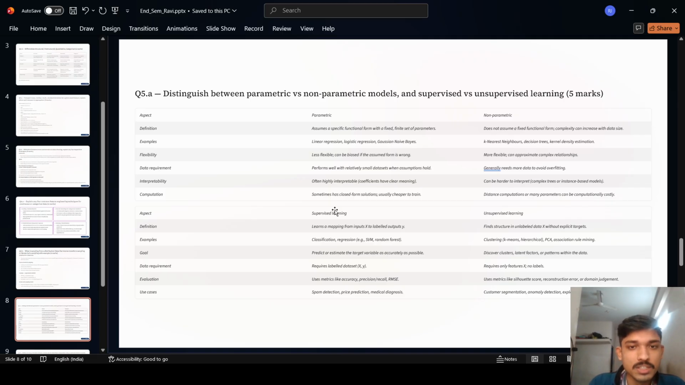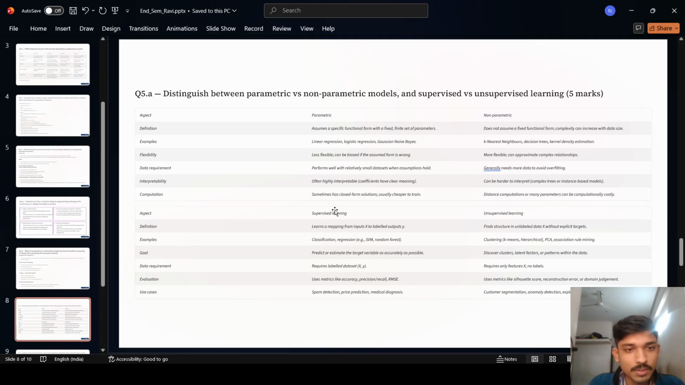So the aspect is definition. Parametric assumes a specific functional form with a fixed, finite set of parameters, and non-parametric assumes no fixed functional form; complexity can increase with data size. Examples of parametric include linear regression, logistic regression, Gaussian naive Bayes. Examples of non-parametric include KNN, decision trees, kernel density estimation.